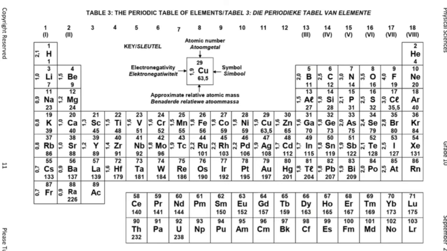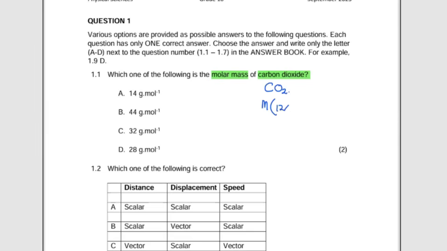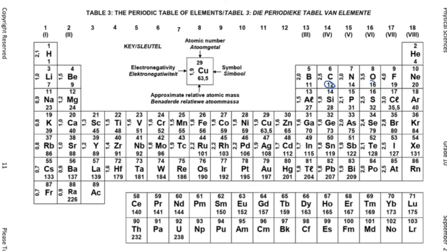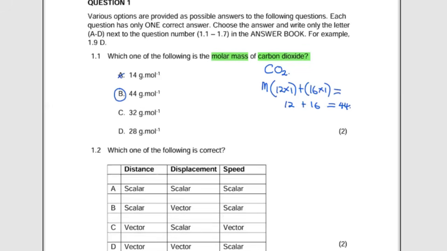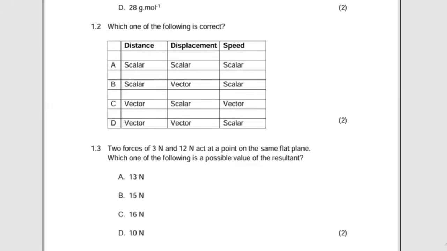Let's go to our periodic table where we're going to find our carbon. So it's going to be carbon 12. You can see our carbon is carbon 12. Therefore, we're going to say 12 multiplied by 1, then in brackets, plus again. We move on to oxygen. Our oxygen has a relative atomic mass of 16. Therefore, we're going to say 16 multiplied by 1. Then we're going to get a value of what? 12 plus 16, which is equivalent to 44. So our answer is going to be 44. So our final answer, the correct option, is going to be option B, which is 44 grams per mole.